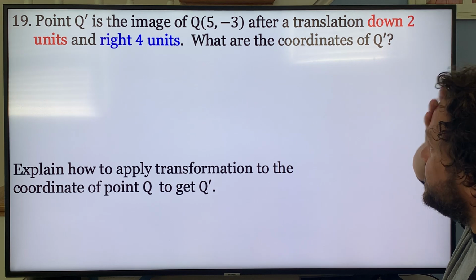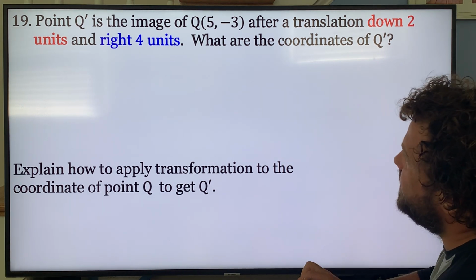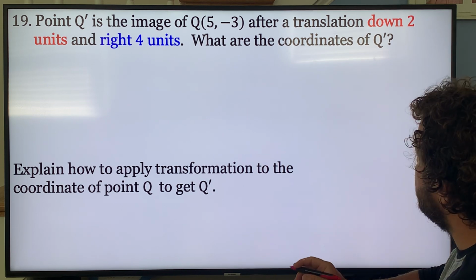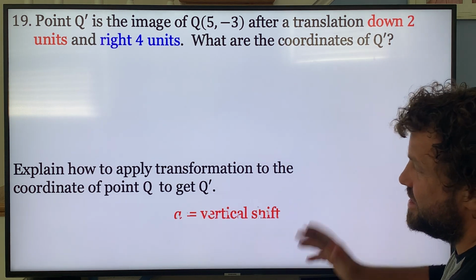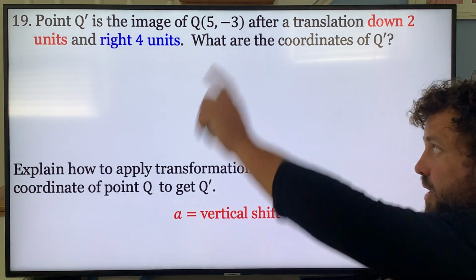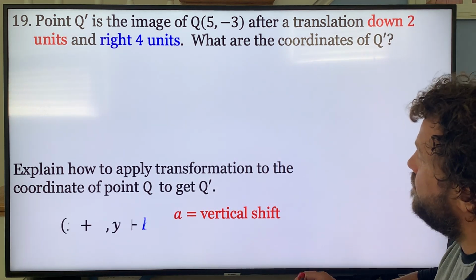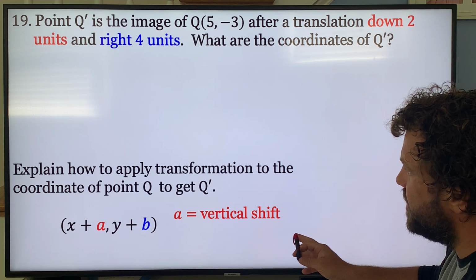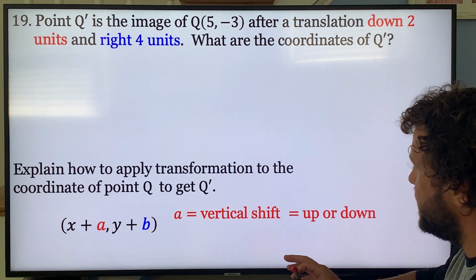Point Q is the image (5, -3) after the translation of down 2 units and right 4 units. What are the coordinates of Q prime? This is an easy one. A is your horizontal shift, left and right. B is your vertical shift, up and down.